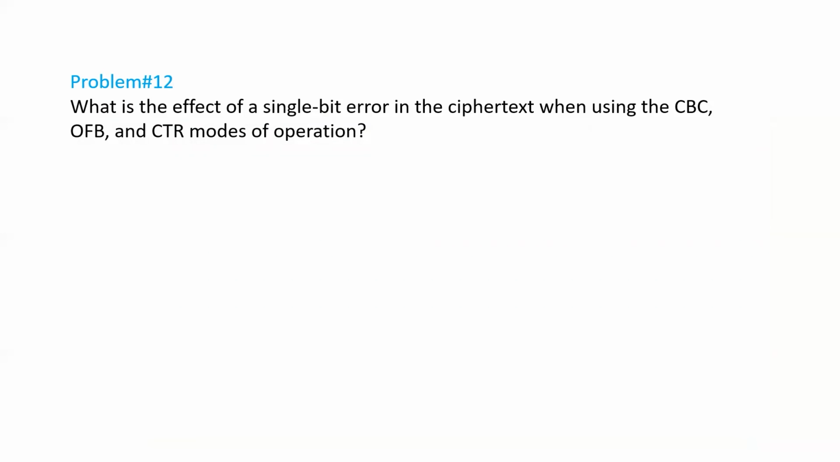Proceeding to the next question. What is the effect of a single bit error in the ciphertext when using the CBC, OFB, or CTR modes of operation? Previously, we have seen what happens if one ciphertext block is completely dropped from the ciphertext block sequence. Now the question is, if in some particular ciphertext block one bit is erroneous, maybe one bit is flipped, then what happens?